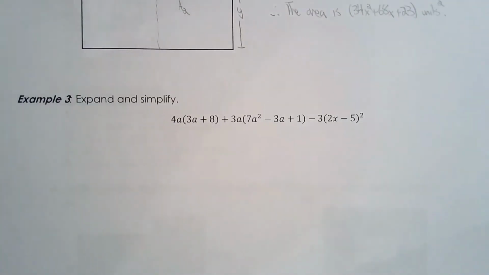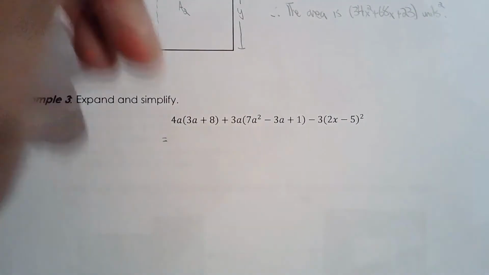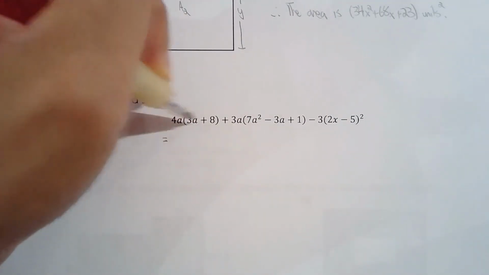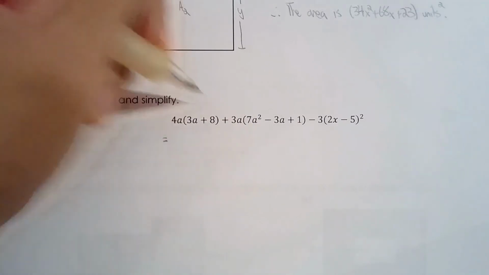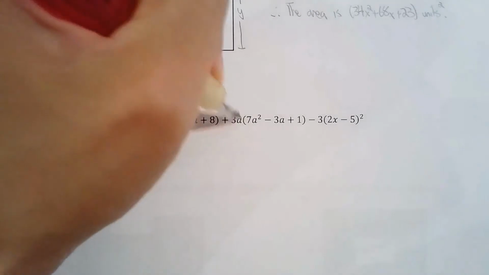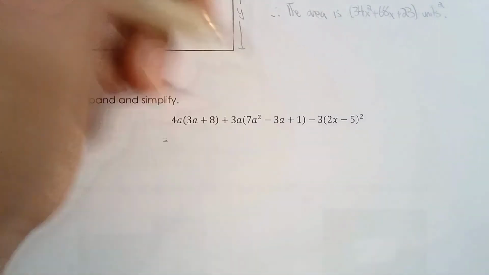So example 3 here is another super common mistake that students make. So let's hope that you don't make that same mistake. The expanding here, 4a times all of 3a plus 8. This is last year, grade 9, distributive property. Distribute the 4a to 3a and 8. And for this one, same thing. Distribute the 3a to the trinomial.